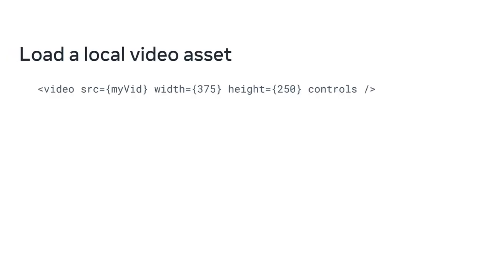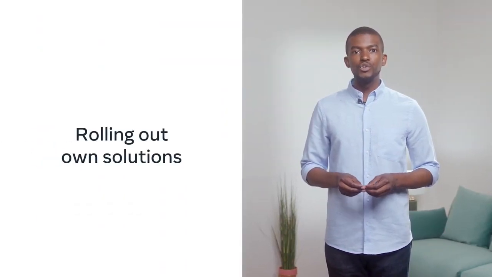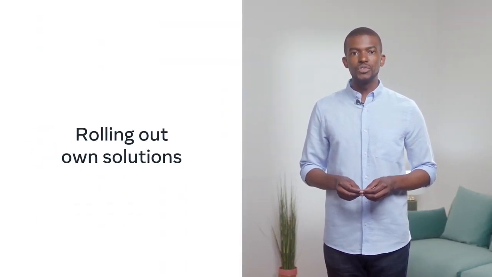You can use the readily available HTML5 video tag to load a local video asset to your React app. Like loading an image or any other kind of asset file, you can just declare a variable somewhere above a component's return statement and then add it as a JSX expression to the src attribute. However, this approach might not work as easily with some major providers of video content, such as one of the several social media and social video sharing platforms. In that case, you have the option of rolling out your own solutions.